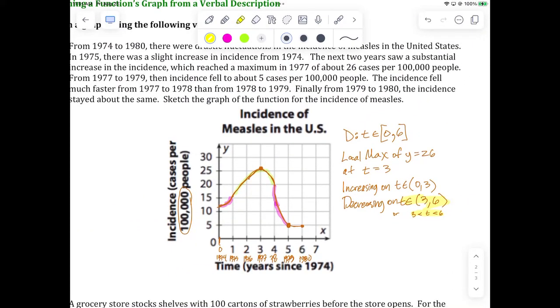Do we have any x-intercepts? Does this graph actually touch the x-axis? Do we actually have a year where there's 0 cases? No. So there's no x-intercept. All right, so that's all that one is.